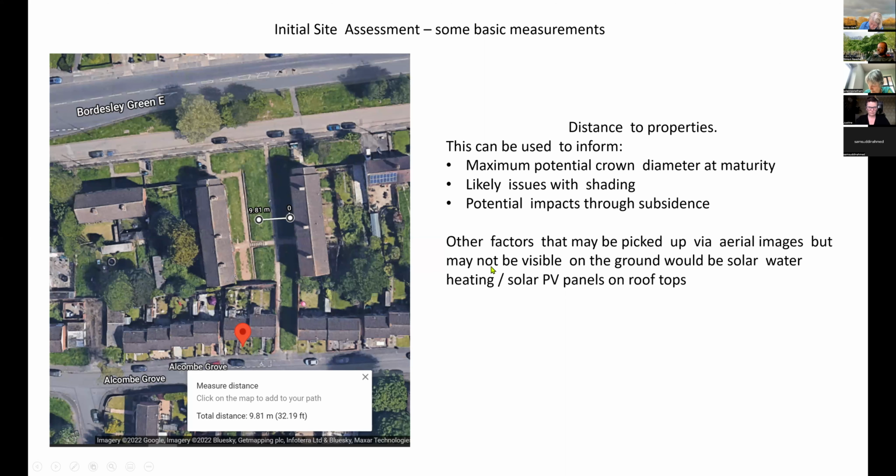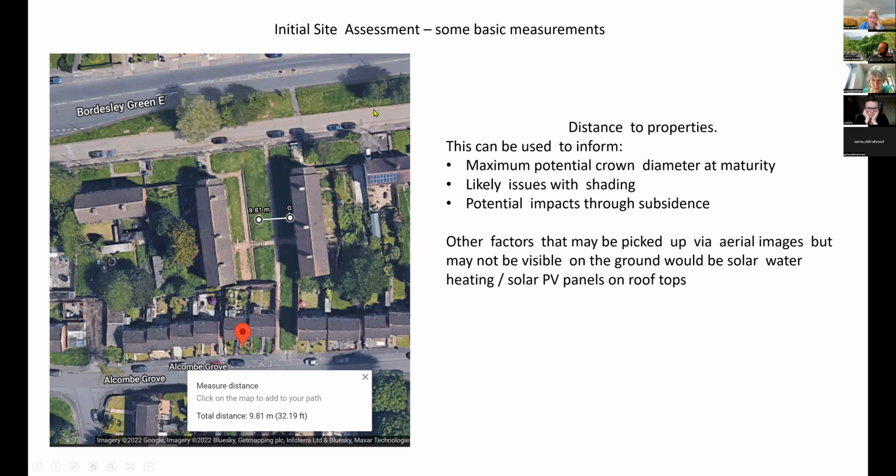The other thing that we said on here that we can do from looking at aerial images is pick up other factors that maybe are not visible on the ground, such as solar water heating and solar PV panels on rooftops. We just happen to have one on the edge here, but it's on the back of the building in this case.